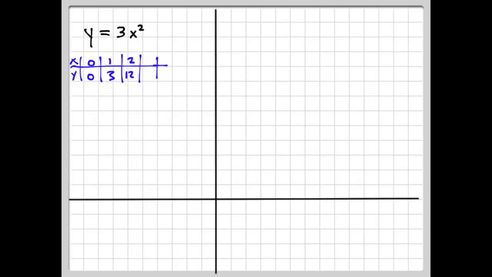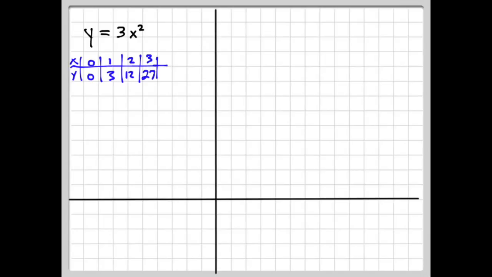Because x squared is never going to be negative, I'm never going to have a negative output in this case. The only way I could have a negative output is if that 3 was negative, which we'll get to in another example. The output is the y. So when I plug in 3, I get 27.